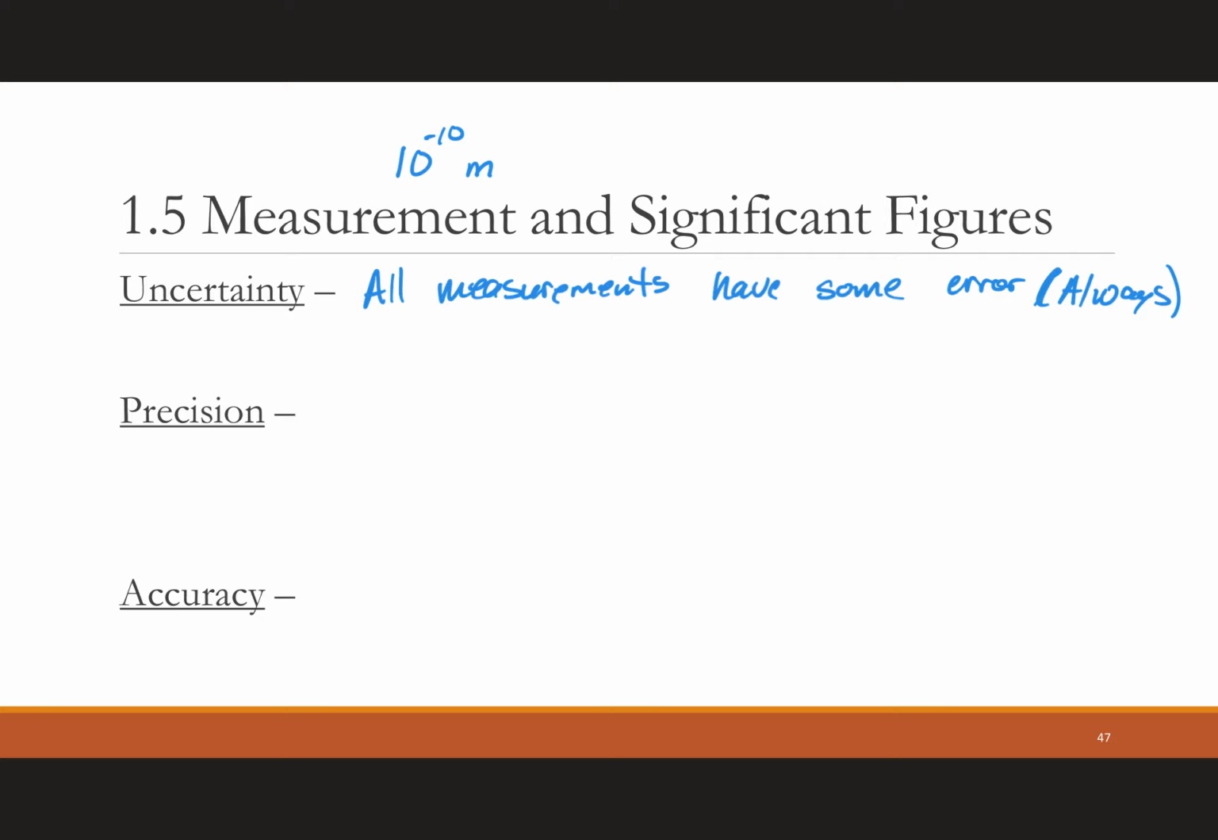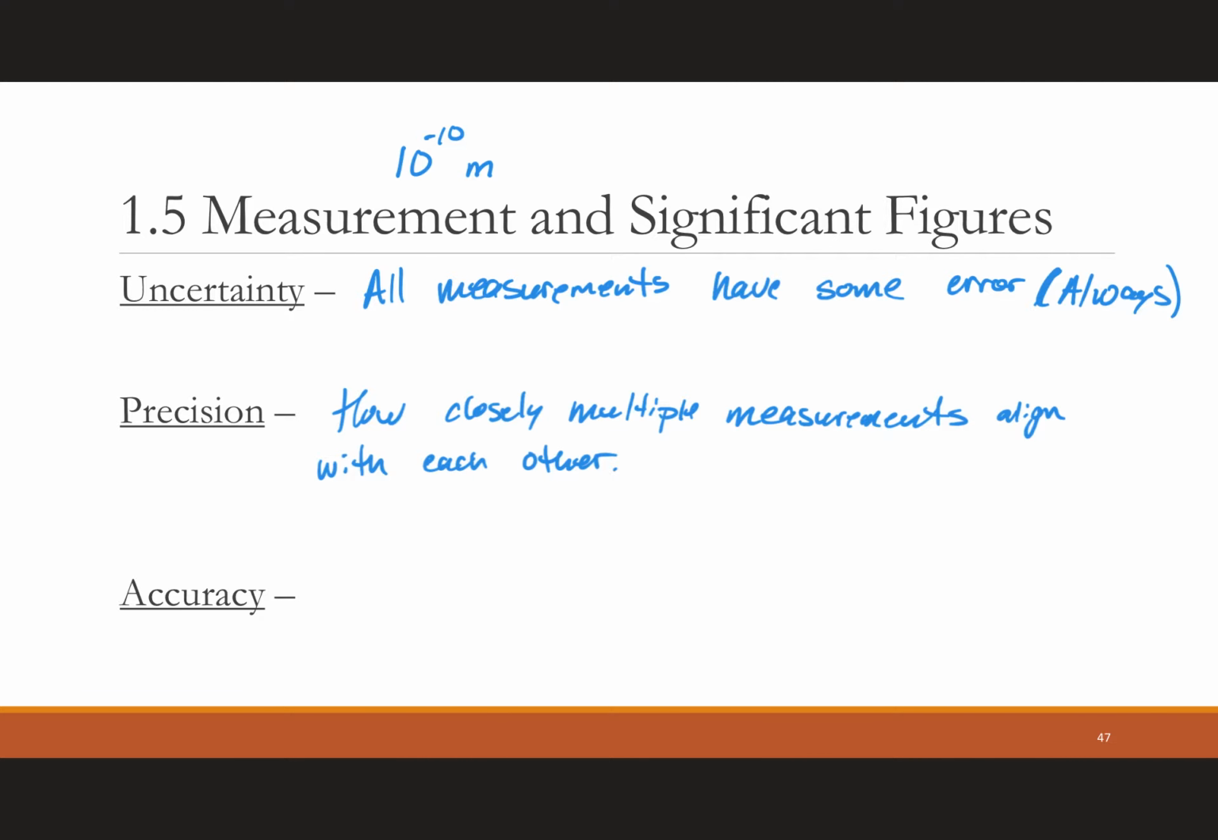But it can also be true that some measurements are better than others, even if you're trying to measure the same thing. And that's where precision and accuracy come in. Precision is how closely multiple measurements align with each other, while accuracy is how close a single measurement is to the true value.